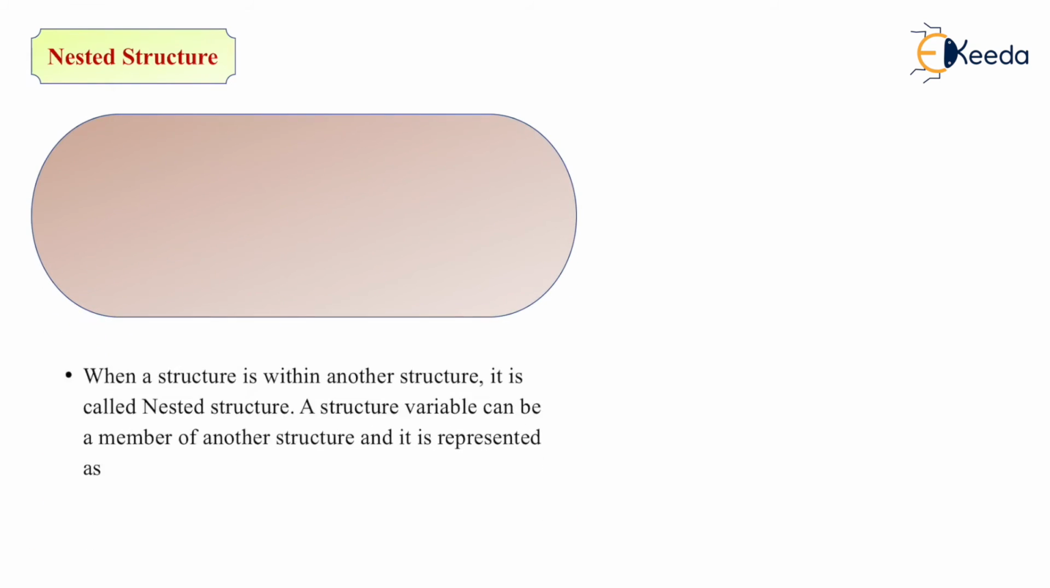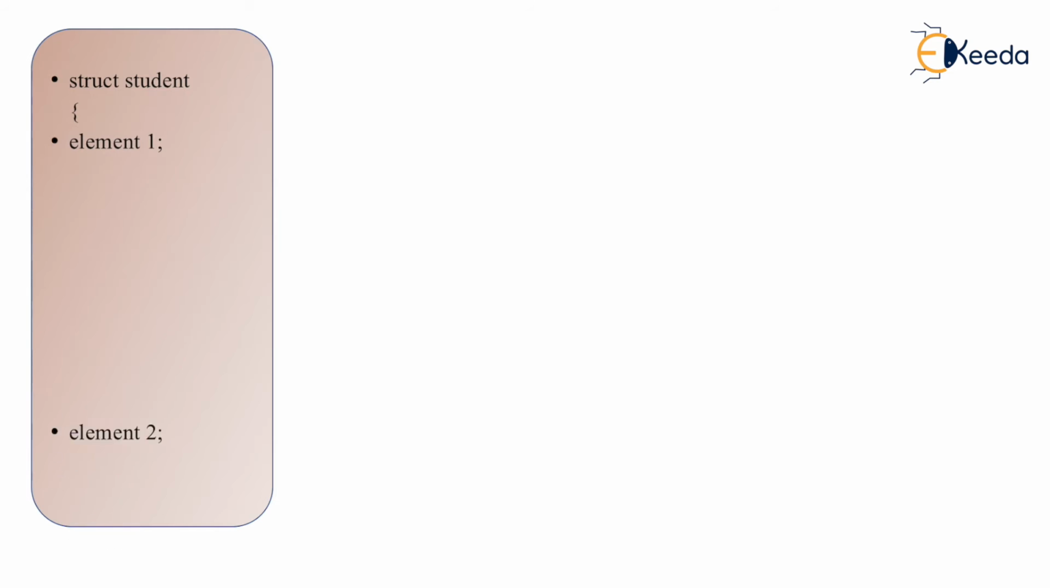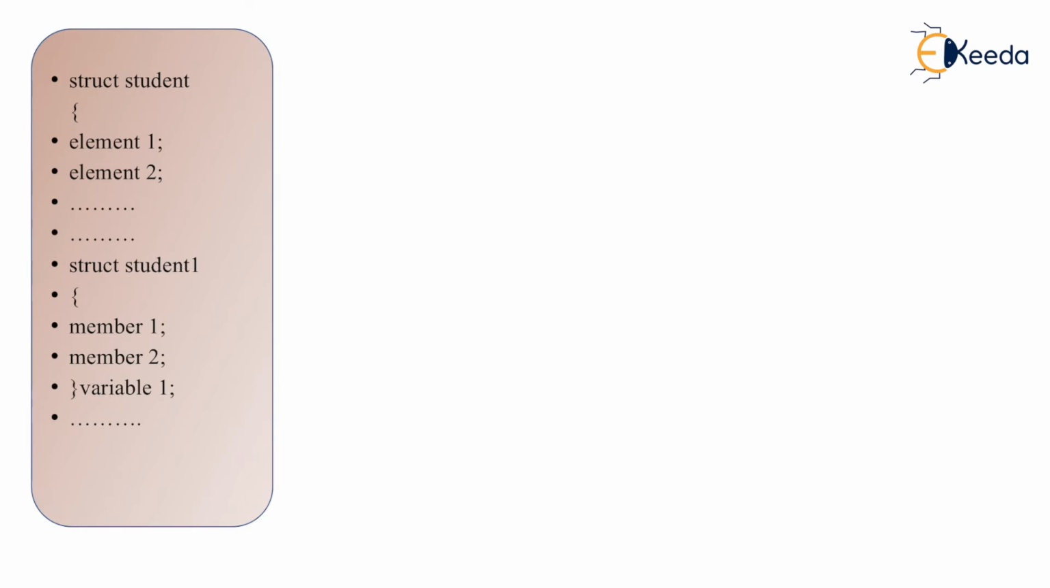Next is nested structure. So how can we form a nested structure? When a structure is within another structure, that is called a nested structure. A structure variable can be a member of another structure. How can we represent it? For example, struct student, with element 1, 2, as many elements as you want. Then inside that we are creating another structure, struct student1, with different members, and we are closing it. So variable 1 will be a member of student1 as well as a member of student.